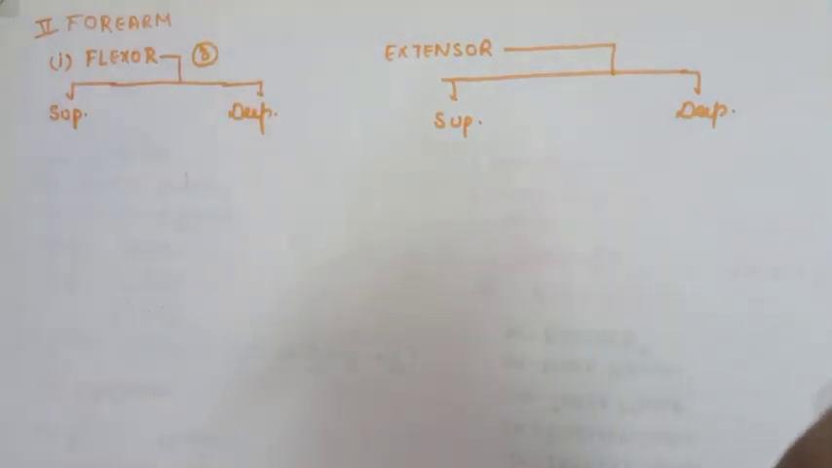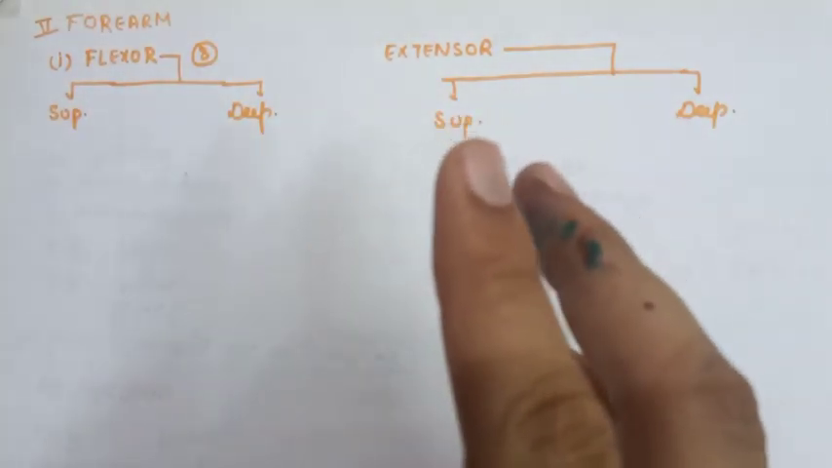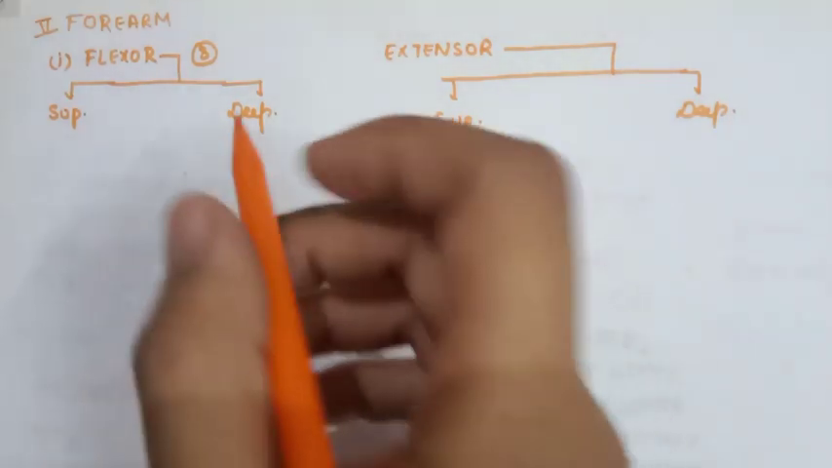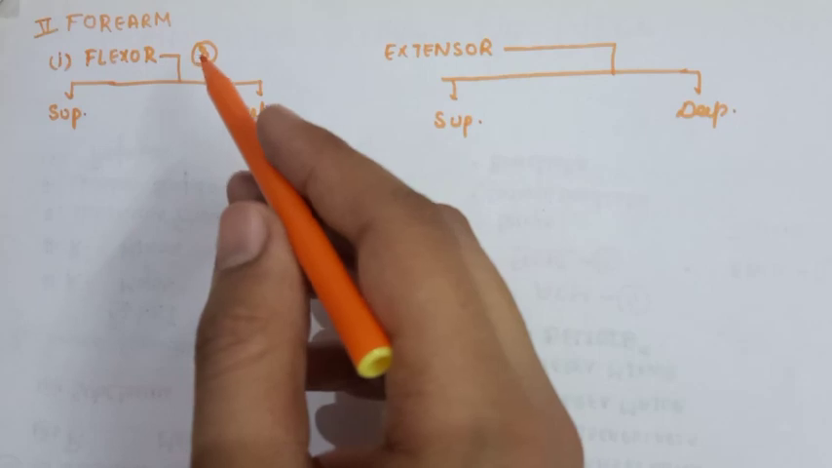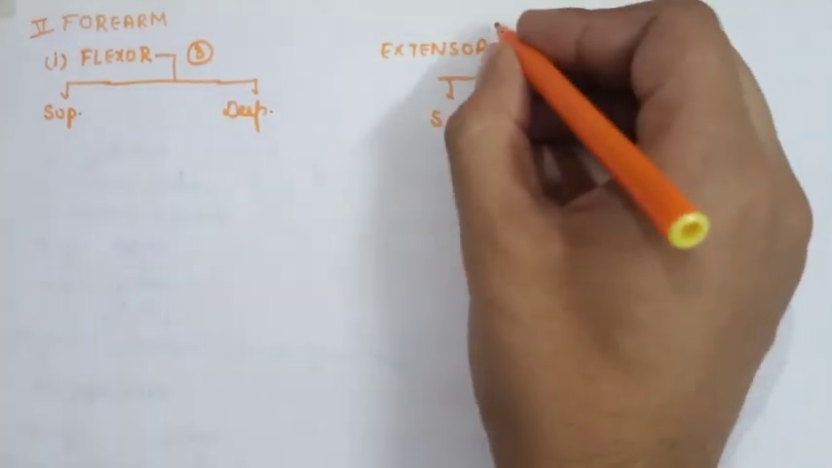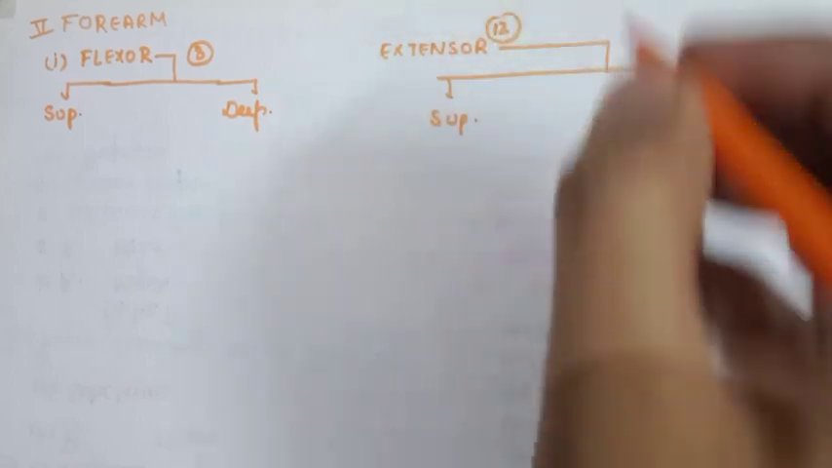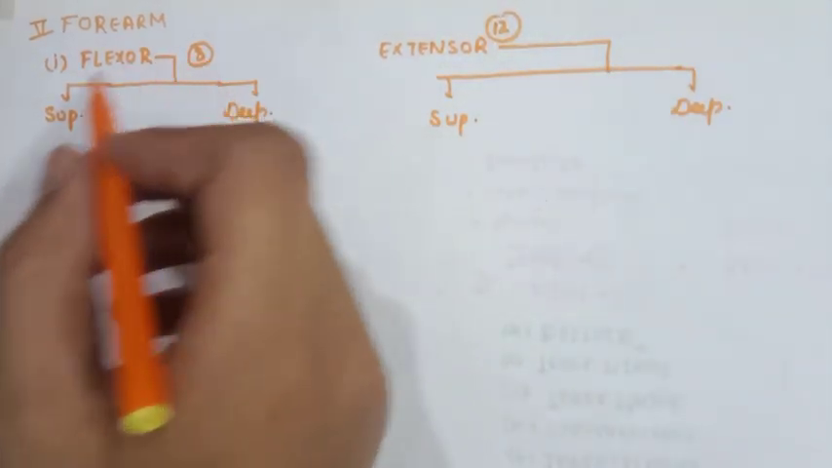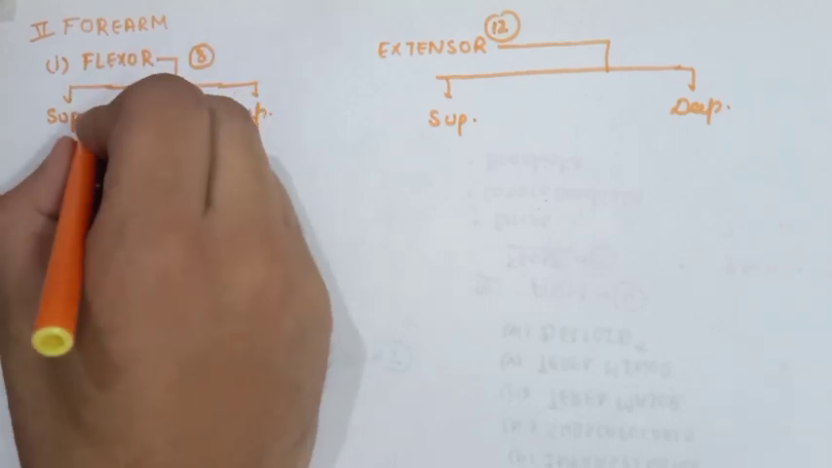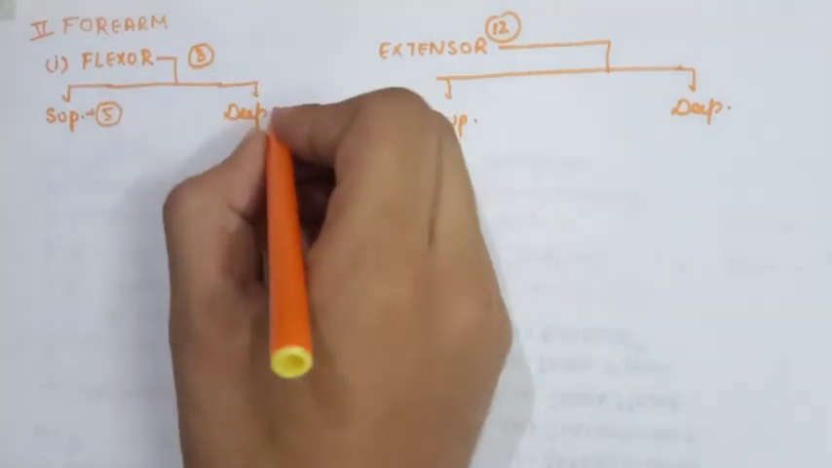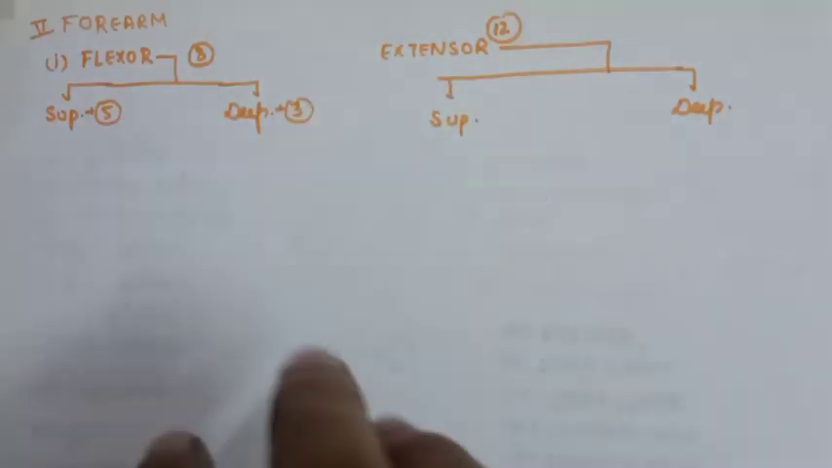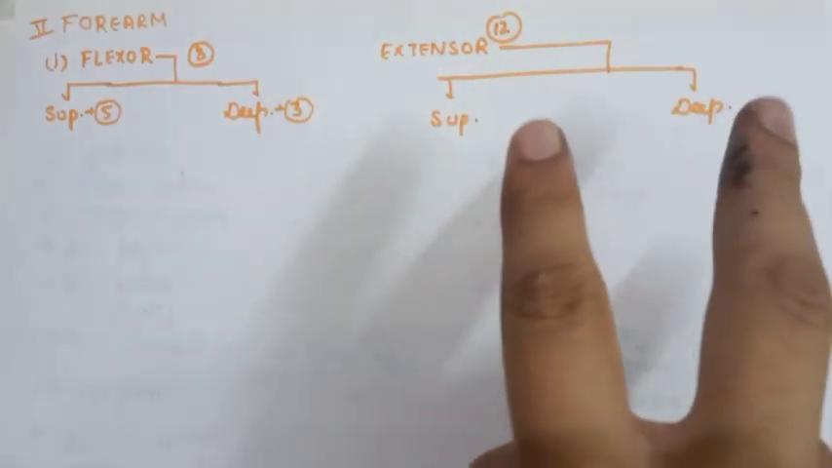As I told you in the very beginning, in the forearm and the hand we have 20 muscles each. Out of 20 in the forearm, 8 are present in the flexor compartment and the remaining 12 are present in the extensor compartment. Out of the 8, 5 are superficial and 3 are deep. Always remember superficial are larger in number. This rule applies to the extensor compartment as well.